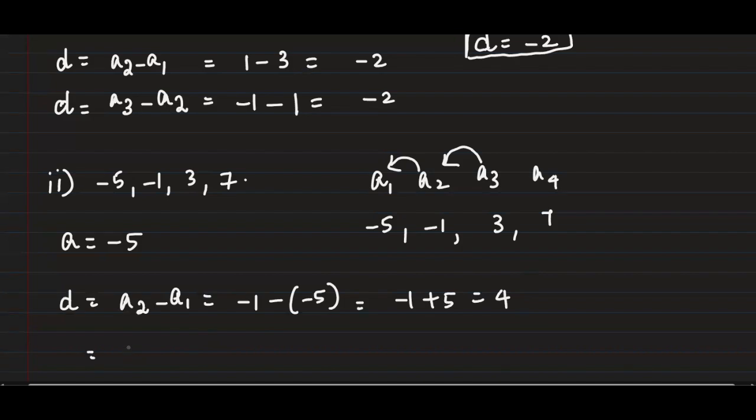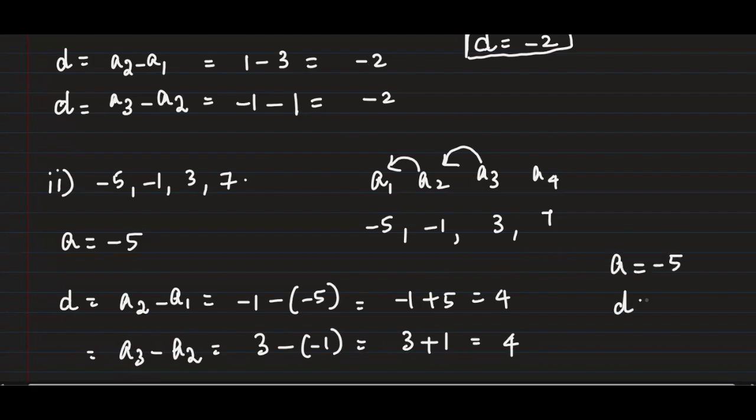Or we can find it as A3 minus A2, which is equal to 3 minus, within brackets, minus 1, which is equal to 3 plus 1, which is equal to 4. So for the final answer, A is equal to minus 5, and the common difference D will be 4 for this question. Fine, easy.